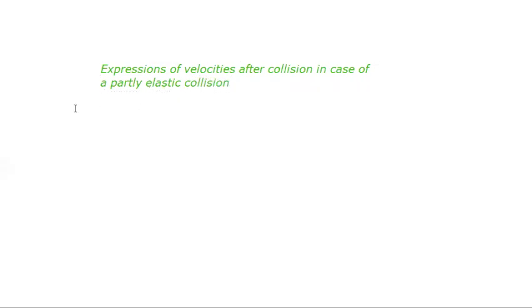So first, what do we know? We know that the coefficient of restitution e is equal to v2 minus v1, where v2 is the velocity after collision of the second body and v1 is the velocity of the first body after collision, divided by u1 minus u2, where u1 is the velocity of the first body before collision and u2 is the velocity of the second body before collision, right? From this, what can we do?